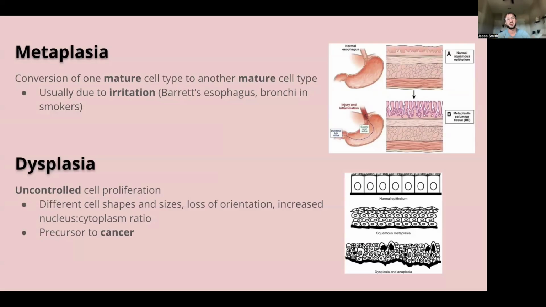It can survive better. But the danger with metaplasia is that if you keep irritating the tissue, it can turn into dysplasia, which is uncontrolled cell proliferation. You see this with different cell shapes and sizes, loss of orientation, and increased nucleus to cytoplasm ratio. And the reason this is dangerous is it's a precursor to cancer.